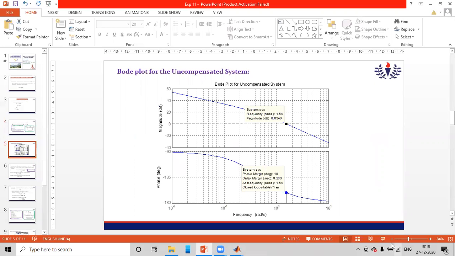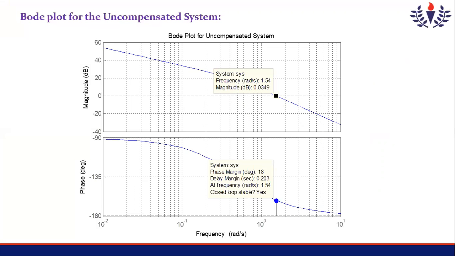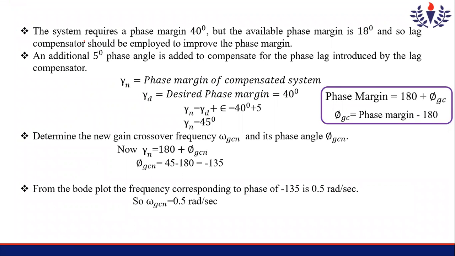This is the graph you are getting from the simulation. That means you are getting a phase margin of 18 degrees, but we need 40 minimum. So the system requires a phase margin of 40 degrees, but the available phase margin is only 18. So a lag compensator should be employed to improve the phase margin.